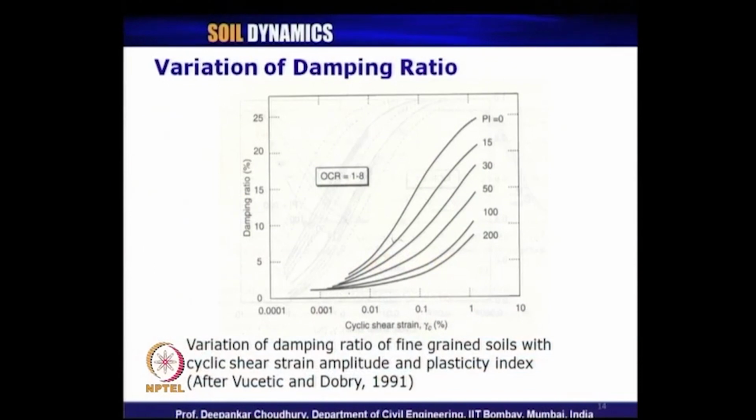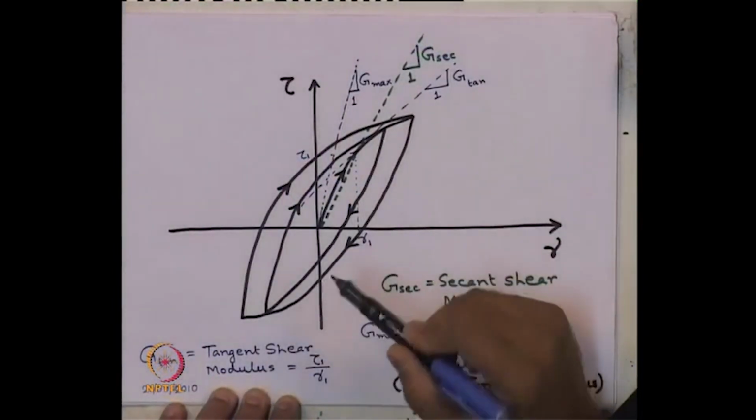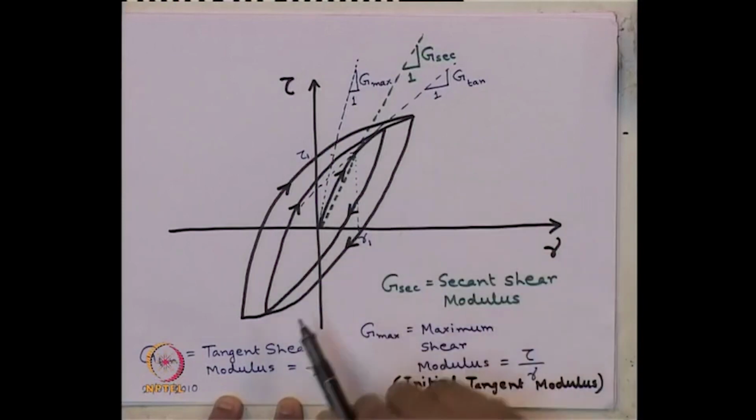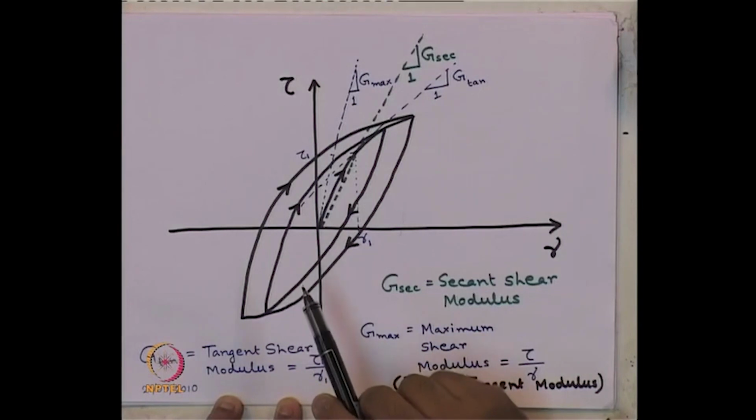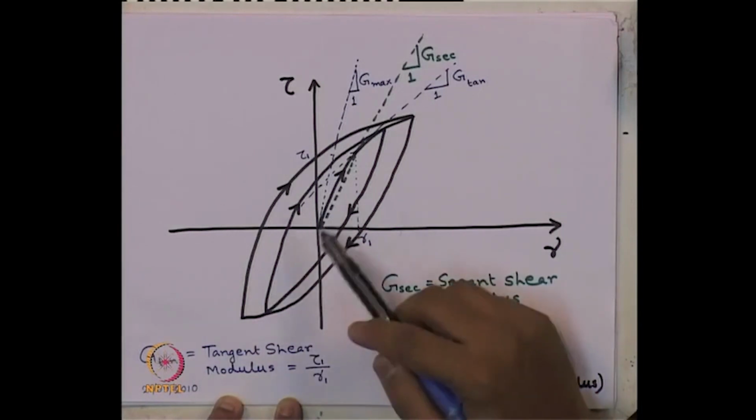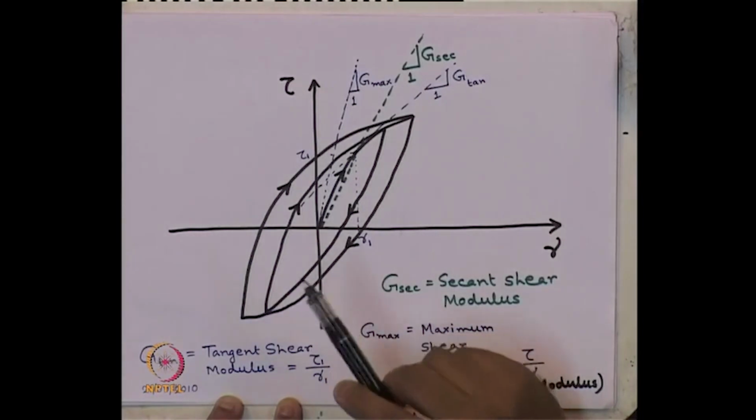Now, coming to the next important parameter of dynamic soil properties, that is damping ratio. So, the most important dynamic soil properties are G value, shear modulus, and damping ratio. Now, coming to the damping ratio, how to estimate the value of damping ratio? Let us look at this picture once again. From any cyclic load test, we are getting a typical curve like this, which is known as hysteresis curve. This tau versus gamma plot for different number of cycles of loading.